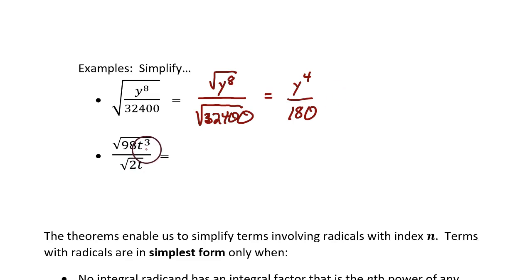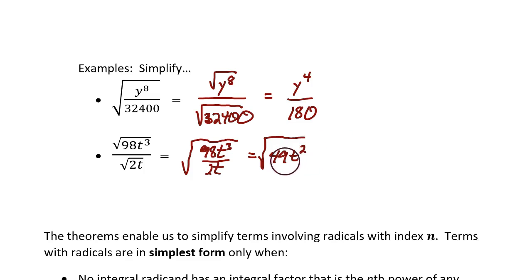Next example. This one uses the converse of the theorem. Instead of having a square root in the numerator and another square root in the denominator, we could rewrite this using a single square root symbol and form a quotient from the radicands. Then simplify that fraction that's in the square root. 98 divided by 2 is 49, and t to the third power divided by a single t is t to the second power. These are both perfect squares in the square root, so the final answer is 7t.